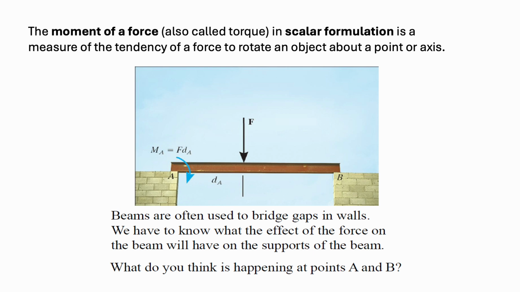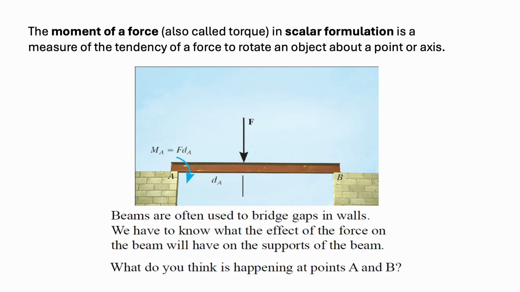Imagine here we have some beam, and beams are often used to bridge gaps in walls, and we have one point force F with a distance dA from the point A. In order to determine the moment about point A, we need to multiply F with the perpendicular distance, which is in this case dA. So we need to know what effect the force on the beam will have on the supports of the beam. So the question here is, what do you think is happening at points A and B?